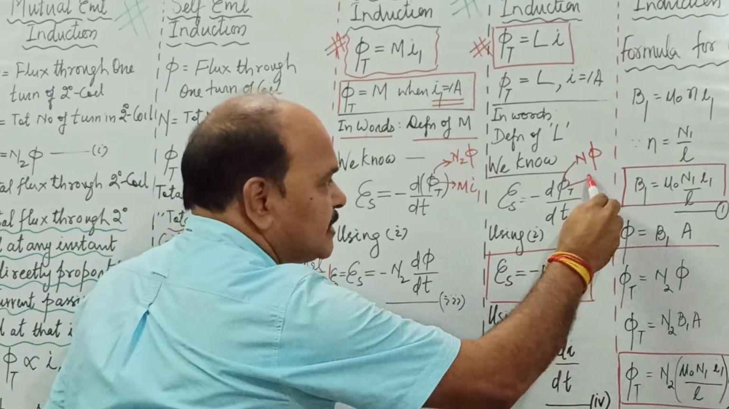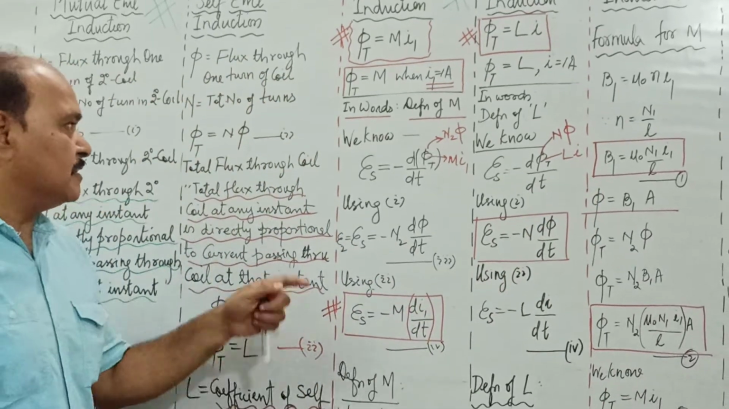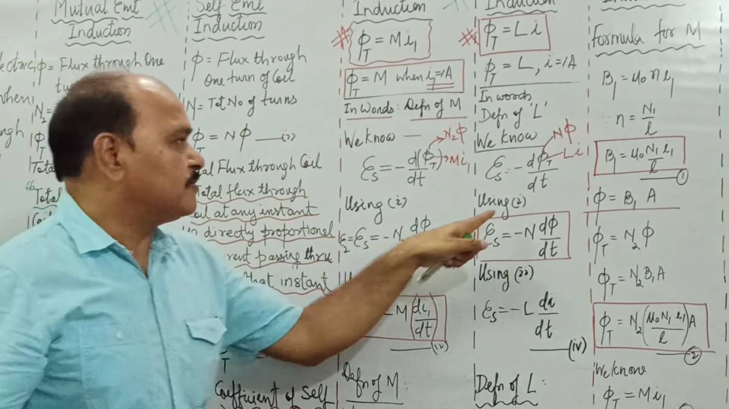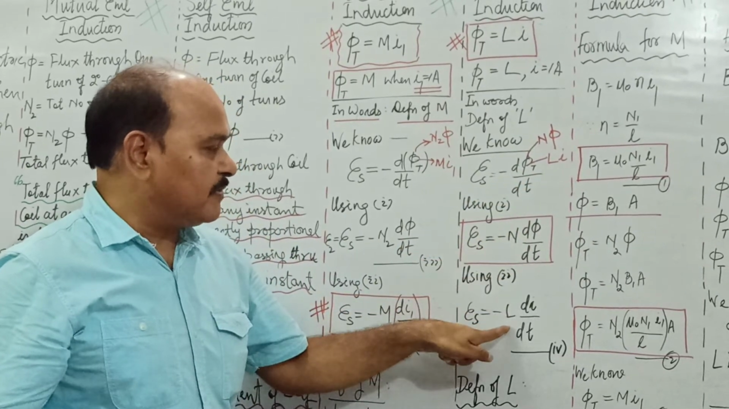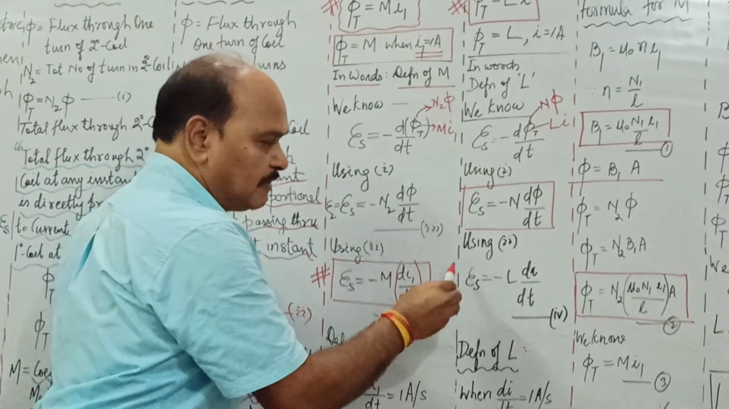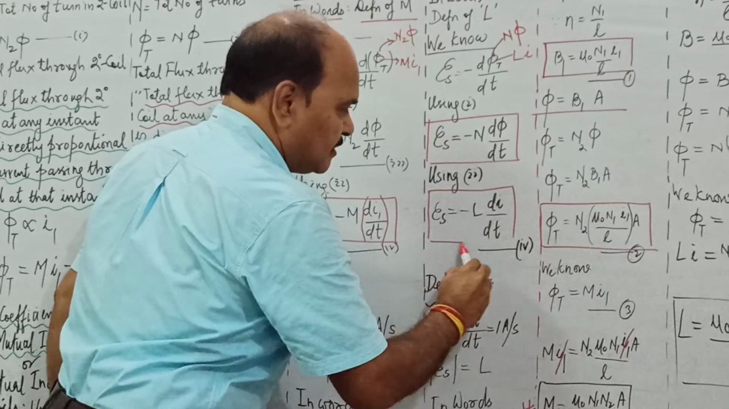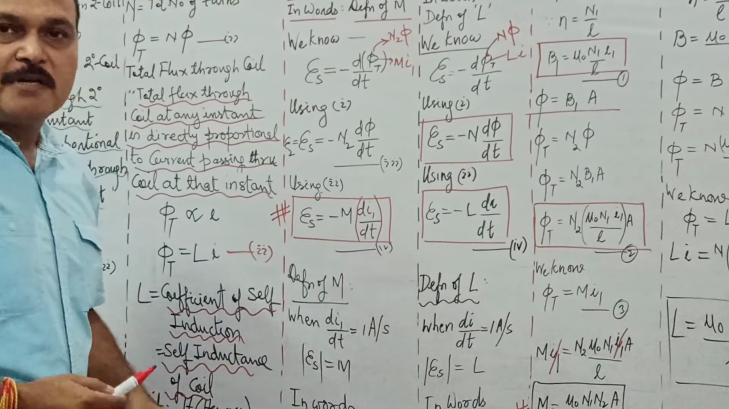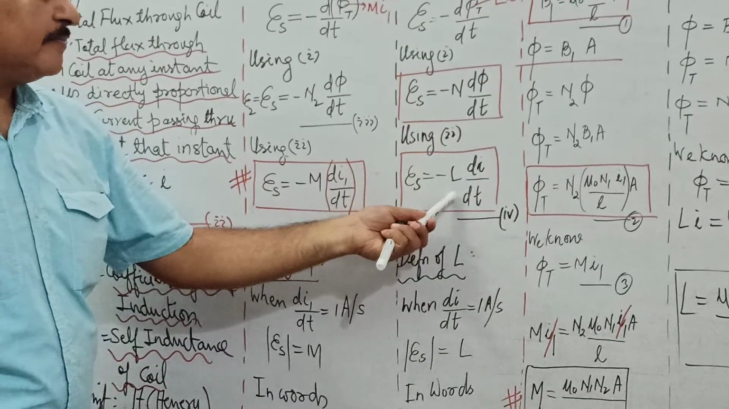But if we write this as Li, that is relation number 2. Li, this is relation number 1. So if we substitute for this Li, this L is a constant, it moves out of the sign of differentiation and I is left inside. So what is the value of self-induced EMF? The value of self-induced EMF is minus L times di by dt.